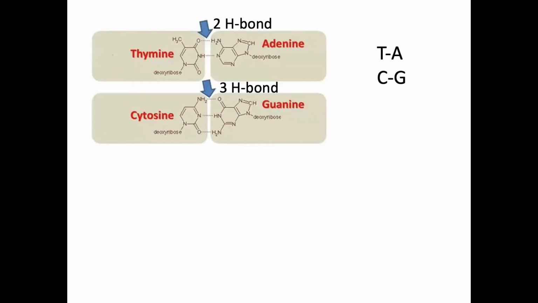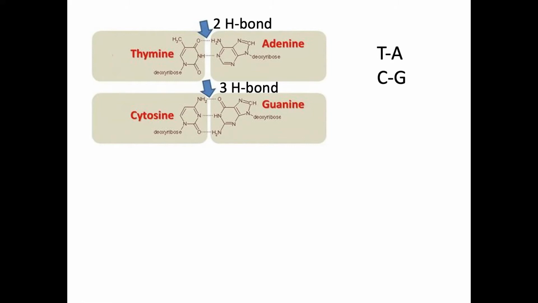Another important point to remember is that 2 hydrogen bonds form between T and A, showing here, T and A, you can see 2 hydrogen bonds versus 3 hydrogen bonds between C and G. So you can tell that DNA strands are held by hydrogen bonds. Because hydrogen bonds are non-covalent, meaning they are breakable, particularly when DNA molecules are heated.